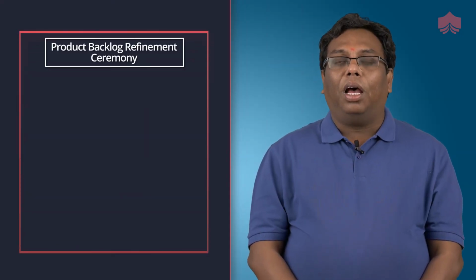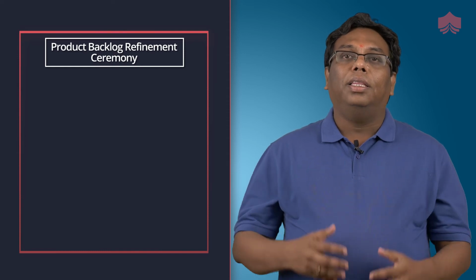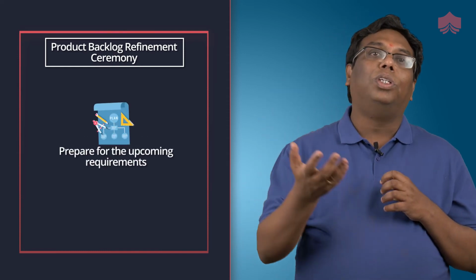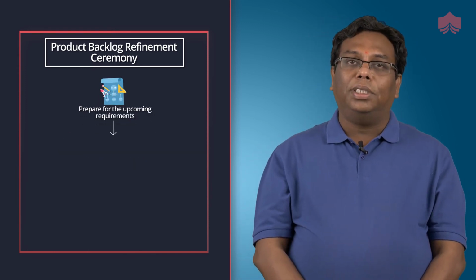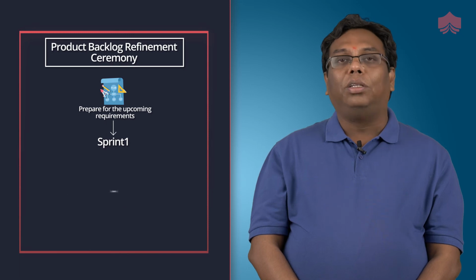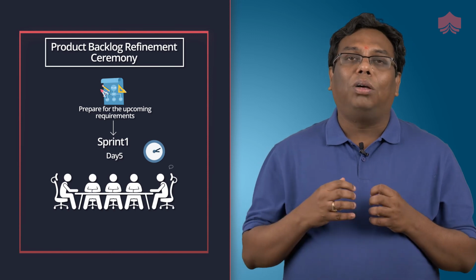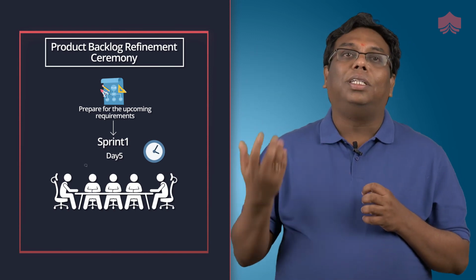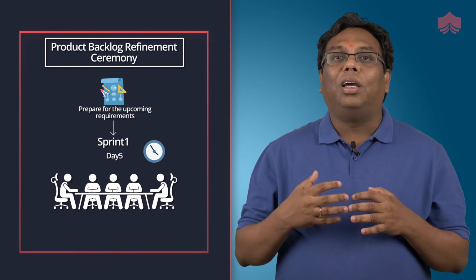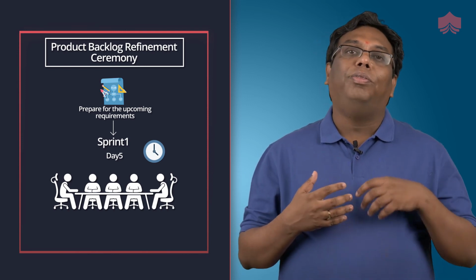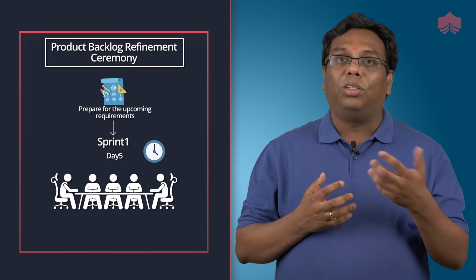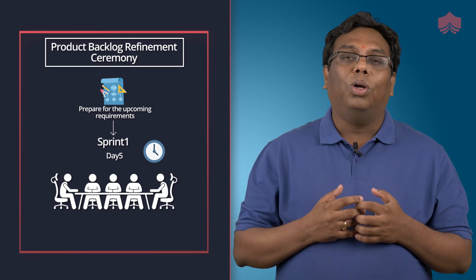Apart from these four ceremonies, we have something called the product backlog refinement ceremony. In this, the team starts preparing for the future work. For example, say currently the team is in sprint 1. The team gets together around the 5th or 6th day of the sprint for 2 hours and talks about the future requirements that the team is going to work upon. That way they are getting themselves prepared for the future set of features that the team is going to work upon, and it's also a way of getting them ready for the future work.